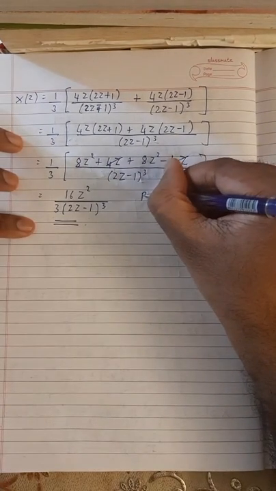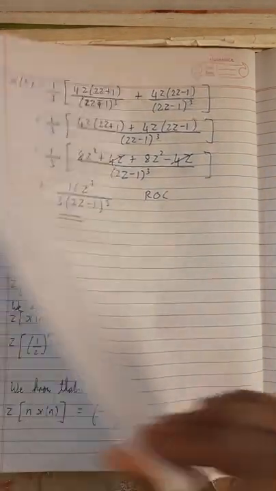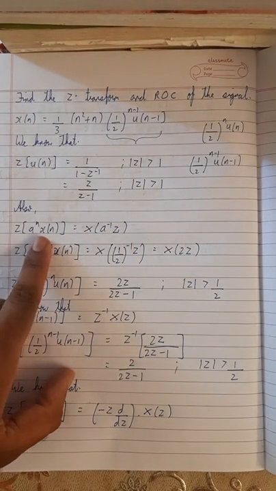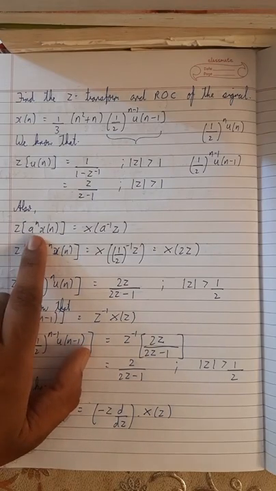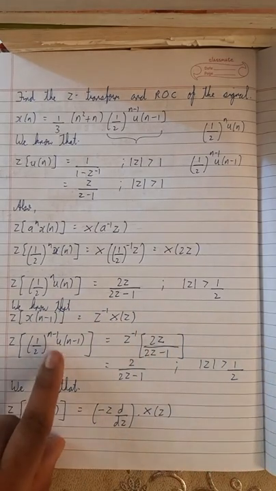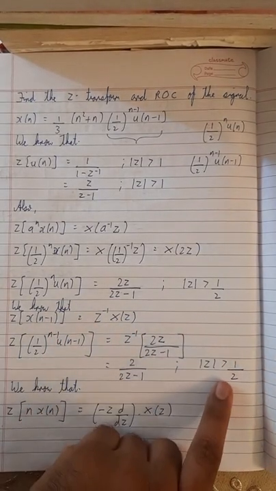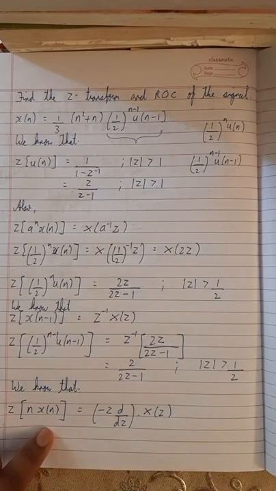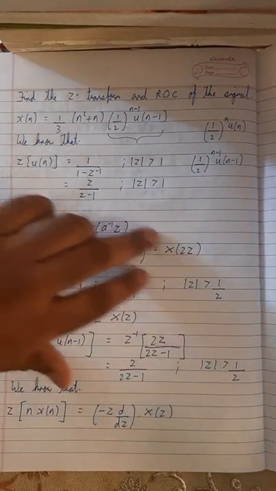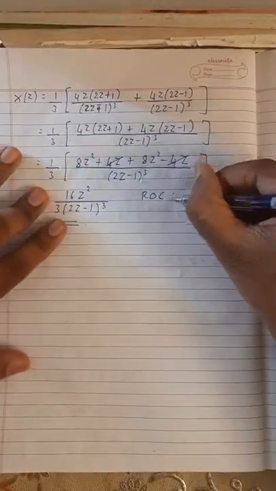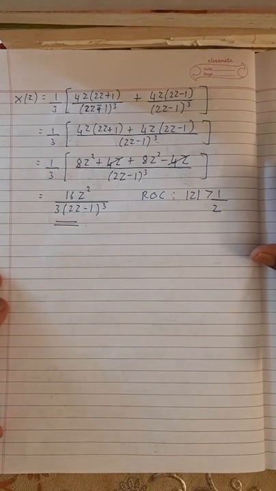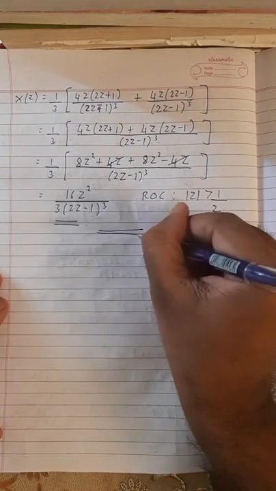And as for your ROC, let me check the status of your ROC. This is your first ROC, and then after applying this multiplication by this exponential sequence, your ROC became like this, and then you applied n over here. Time shift does not change your ROC. Multiplication by n also does not change your ROC. Multiplication by n square also does not change your ROC. Therefore your ROC is the same. It's nothing but magnitude of z is greater than 1 by 2. Okay, so this is your final answer.